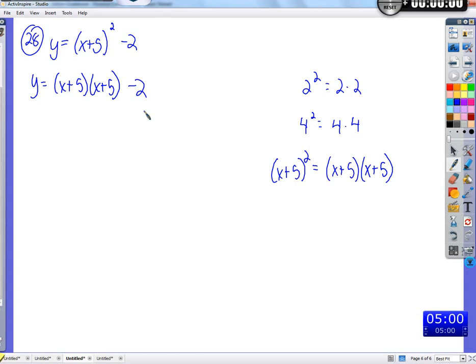And that's all FOIL is trying to get you to remember, is distributive property. To distribute everything from one parentheses into the other parentheses.